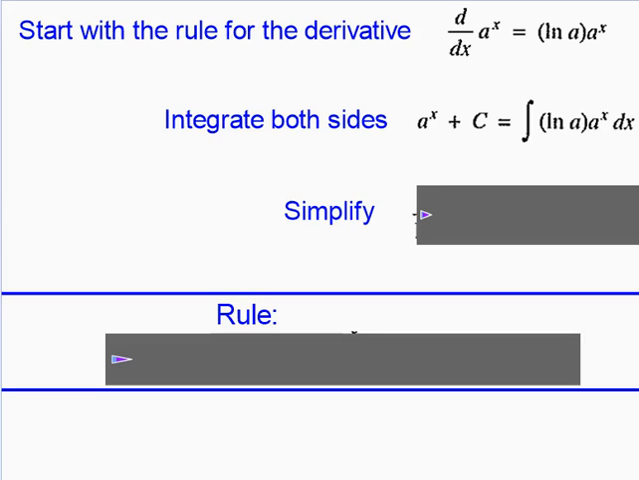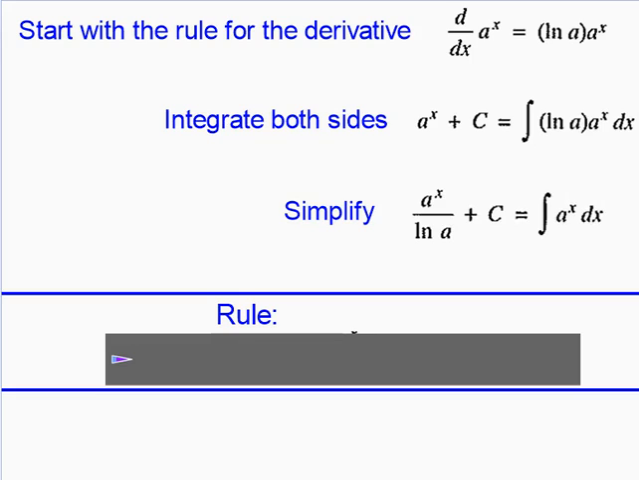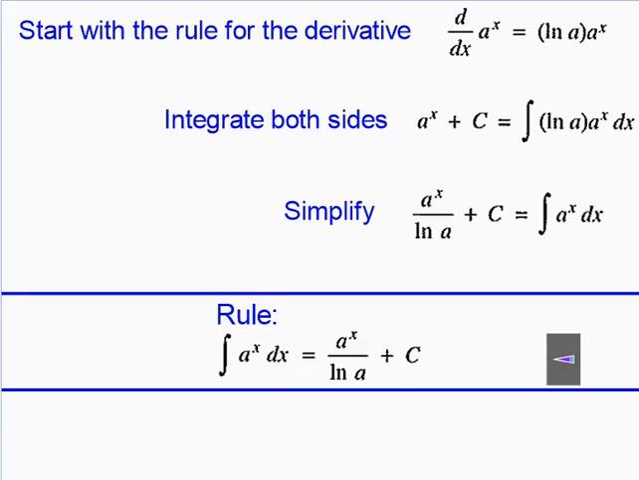so that could be factored out, and then we can divide both sides by that constant. You would also divide c by the natural log of a, but it just gives you another c, different form. So we just leave it as c because it's just a constant, it doesn't matter. And so here's our rule for the integral of an exponential function. The integral of a to the x dx is simply a to the x over the natural log of a plus c.